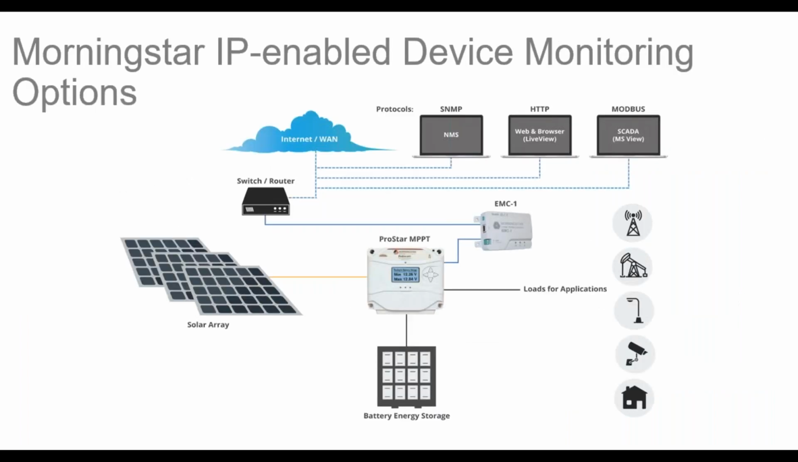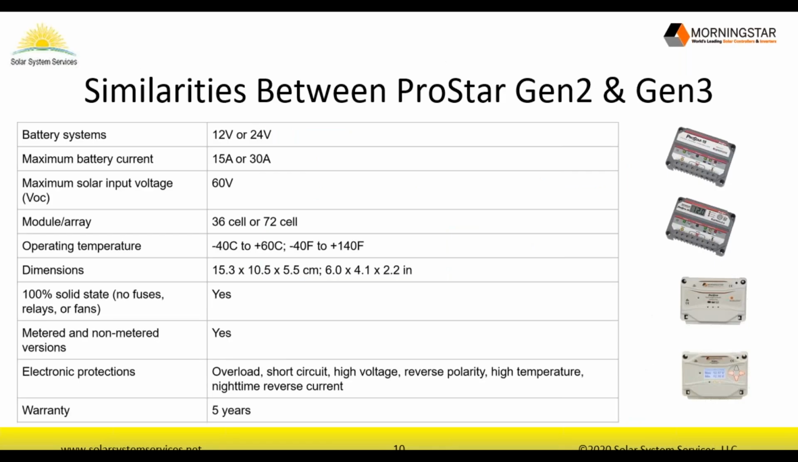Okay, next slide. And you can see a quick example there with the ProStar integrated with an EMC. It finds itself at the heart of the system there, seeing both battery, solar array, and various loads for those applications, and then connects to the internet through a router. And then you can get the management in place through a network management system, a web browser for a web page interface, which most people expect on a lot of products, or SCADA integration. And that also allows you to use the MSView software that Morningstar provides to remotely collect data, change settings, and manage the system. Okay, so that is a bit of our overview.